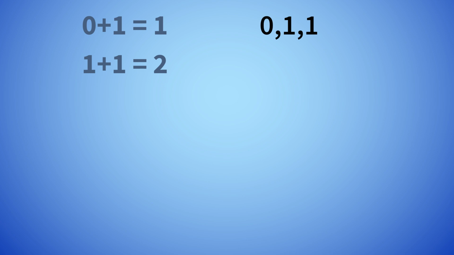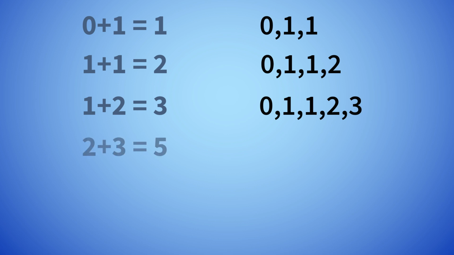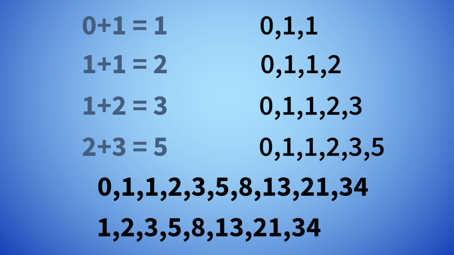The sequence so far is now 0, 1, 1, 2. The next number is 1 plus 2 is equal to 3. The sequence is now 0, 1, 1, 2, 3. We can do this in theory for infinity, however we usually stop once we hit 34. The full sequence would be 0, 1, 1, 2, 3, 5, 8, 13, 21, 34. Sometimes in betting we omit the first one in the sequence and use 1, 2, 3, 5, 8, 13, 21, 34 instead.